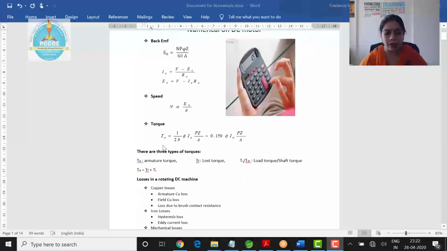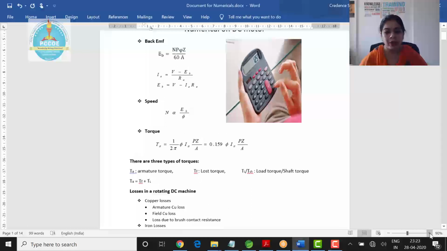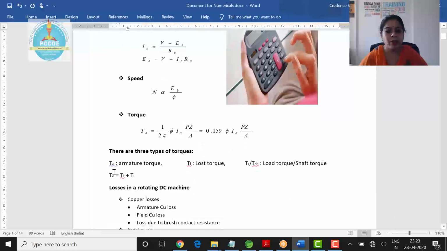Okay. Again, there are three types of torque. This is the armature torque Ta, which is developed in the armature of the motor. Then the loss torque, which is given by Tf, and TL or Tsh is the load torque or the shaft torque. So the equation of the actual torque produced is Ta. So total torque Ta is equal to Tf plus TL. This is the equation. Sometimes we have to use that equation in the numerical.